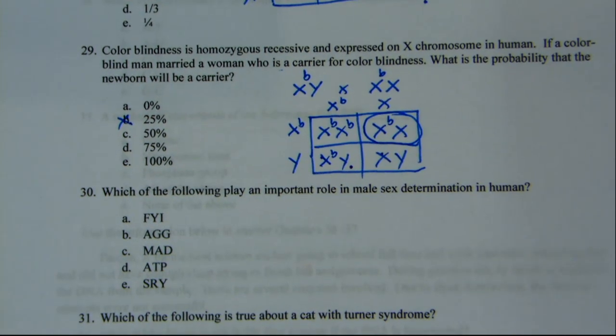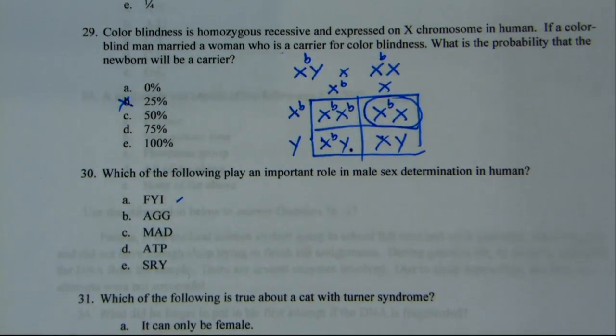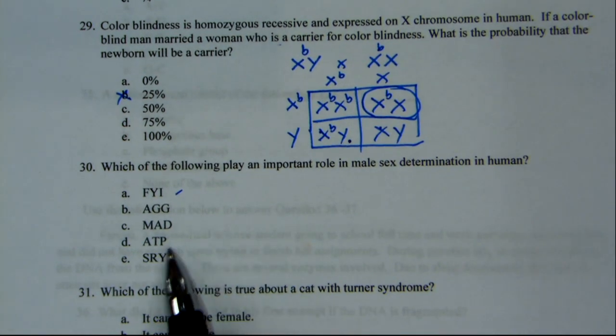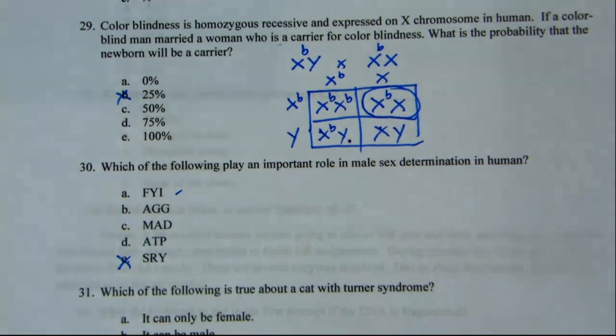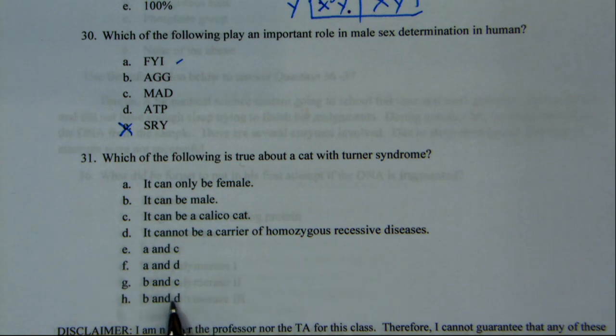So the next one, which of the following plays an important role in male sex determination in humans? Okay, so this one again, it's memorization. I just throw it out that you need to know what it is. So FYI, for your information, of course it's not AGG, MAD, we talked about it, ATP, adenosine triphosphate, your power. So this one, the answer is SRY, okay? Don't you just love this kind of problem? A, C, A and B, that kind of thing.